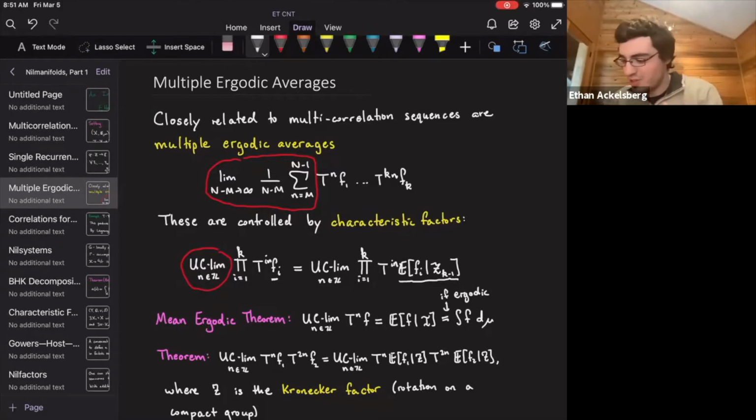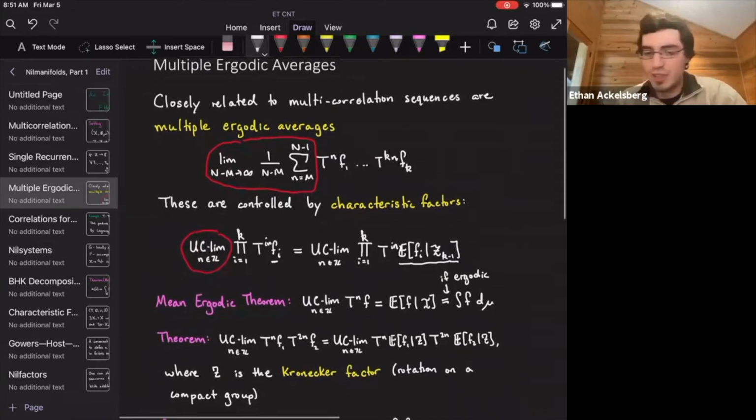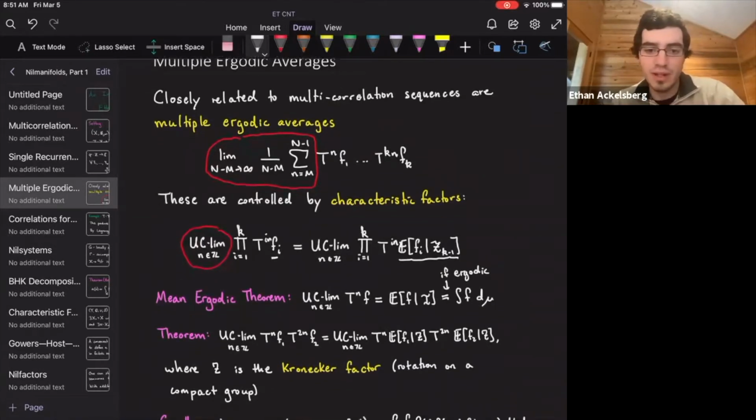So the first sort of non-trivial results in this direction is if we look at T^n f1 and T^2n times f2. And here, the averages are controlled by the Kronecker factor. And this is another appearance of rotations on compact groups.